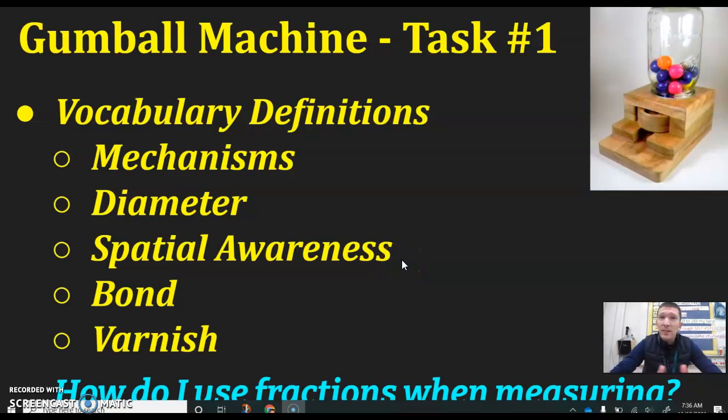For your first task, it's looking up vocab definitions of some words that you're going to be using throughout this project. So you can see it's mechanisms, diameter, spatial awareness, bond, and varnish. At the end of task number 1, you have the essential question of how do you use fractions when measuring? So we're going to look at our design notebook where you're going to be doing this.